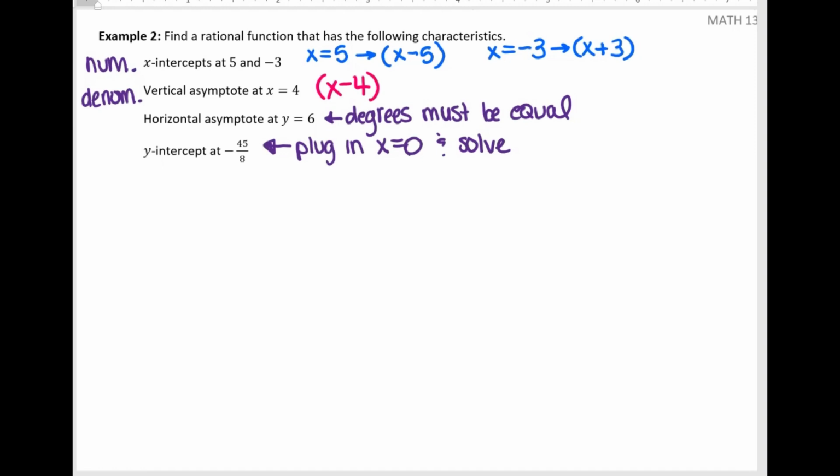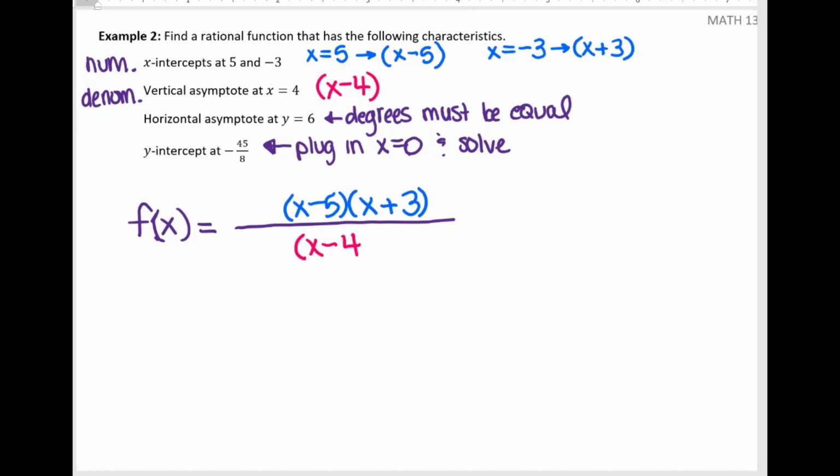Since we just figured out what goes into our numerator and denominator, let's go ahead and start crafting our function. I'm going to make mine f of x. Then give myself a giant fraction. All right, numerator. We said that the x minus 5 and the x plus 3 came from the numerator. Those were our x-intercepts. And then we had our x minus 4 in the denominator.